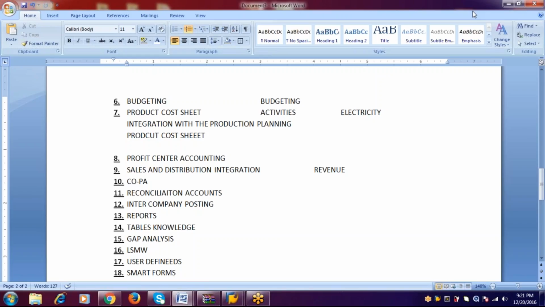And after that, reconciliation ledgers, as well as intercompany postings and reports, and whatever tables you require, and the running forms and all the other things will happen in general.